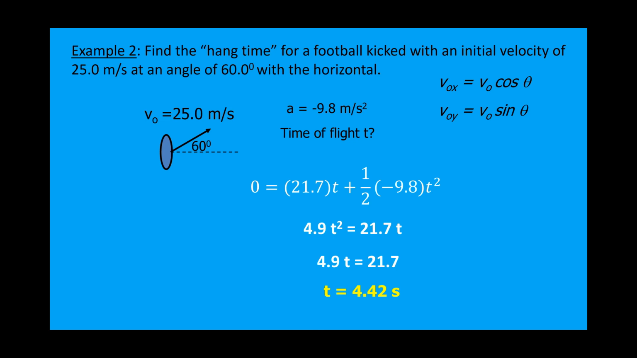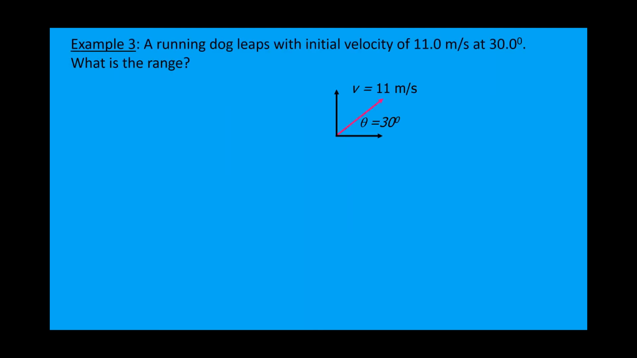All right, one last one. A running dog, I don't know if you heard my dog making noise in the background there a second ago, kind of timely. A running dog leaps with initial velocity of 11 meters per second at 30 degrees. What is the range? So now they're asking us horizontal information.